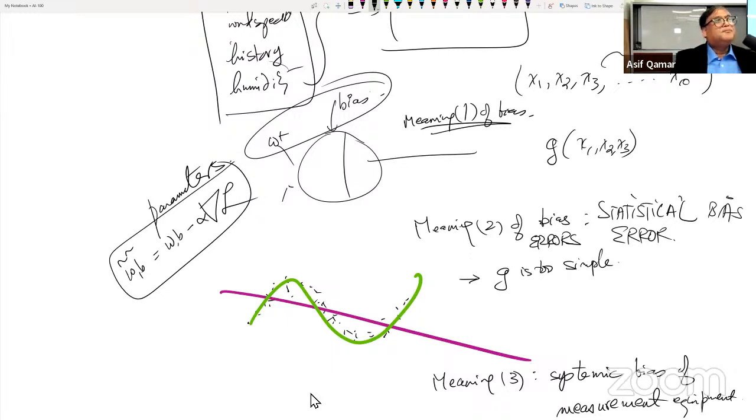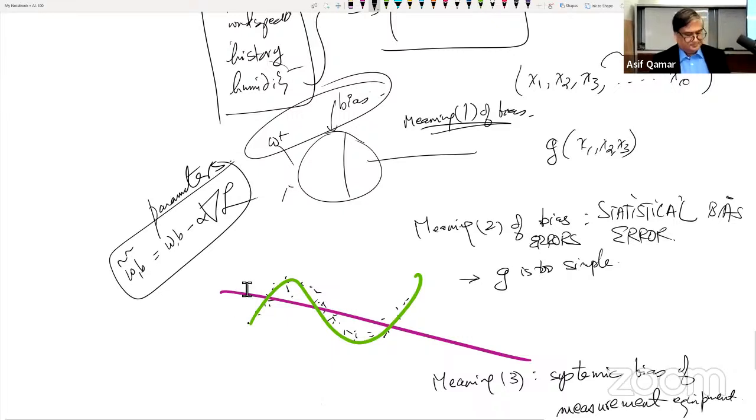With that, let's take a small break, and then I will take you into the practical PyTorch. 5 minutes break, guys.